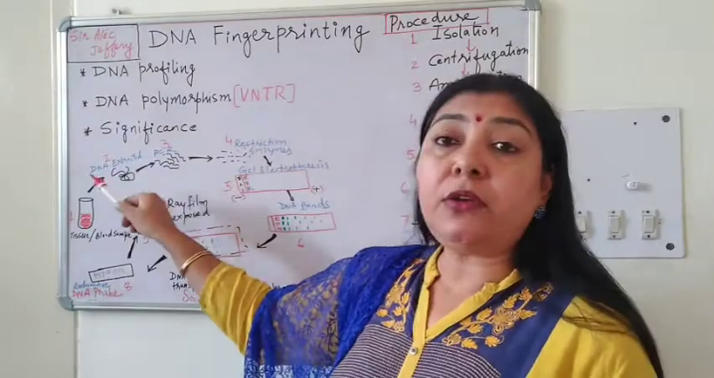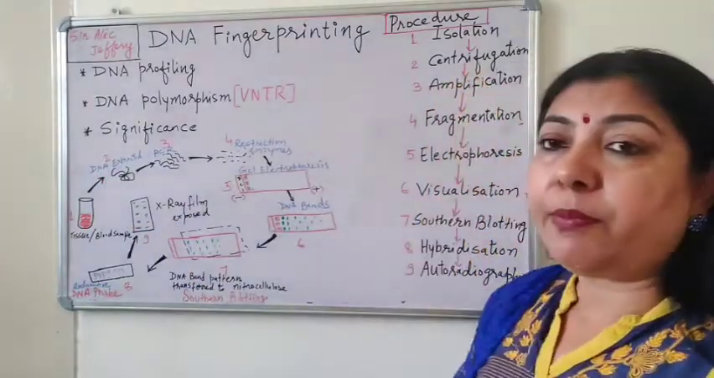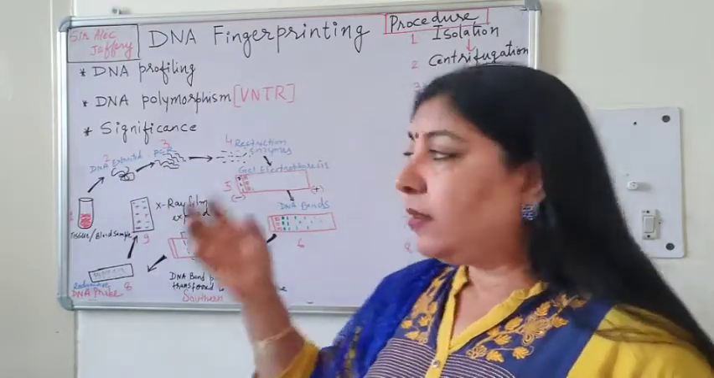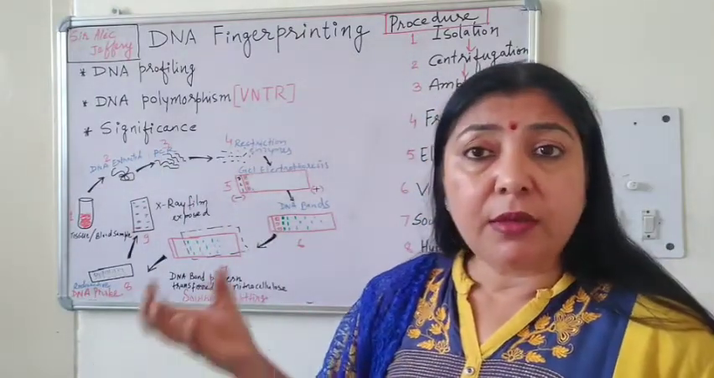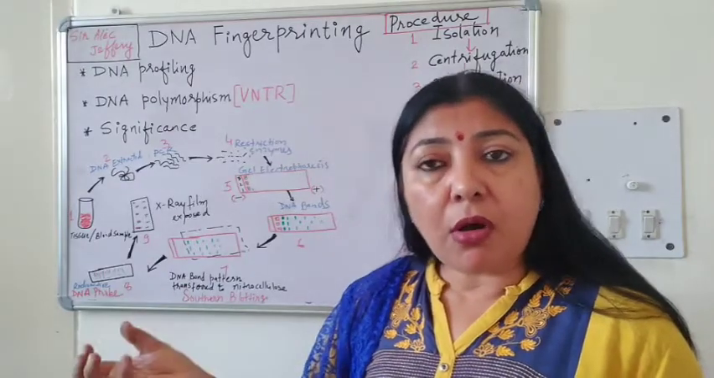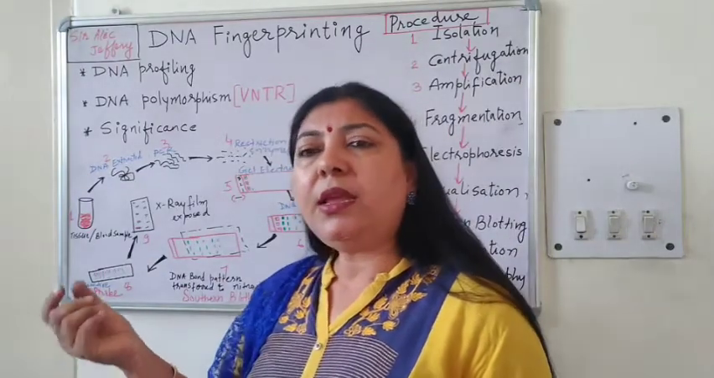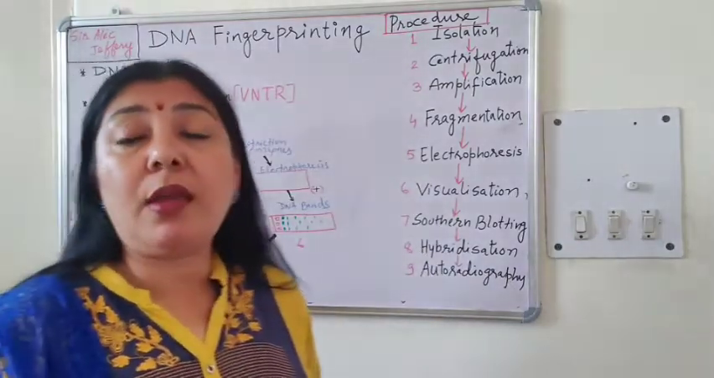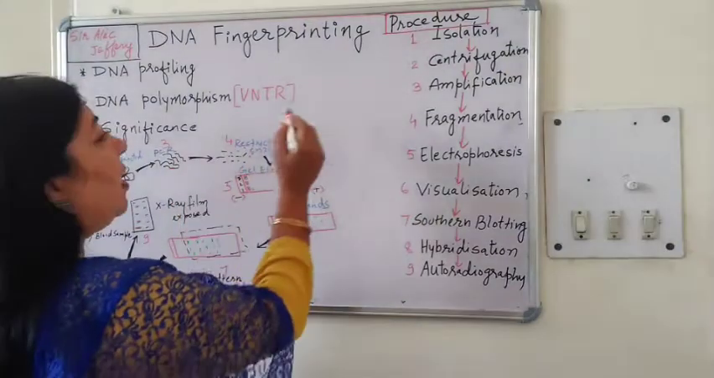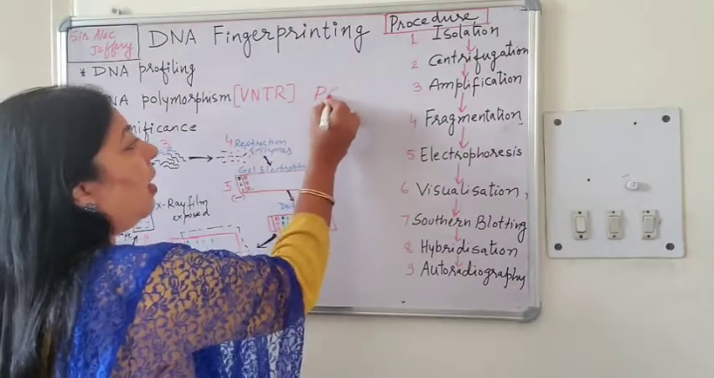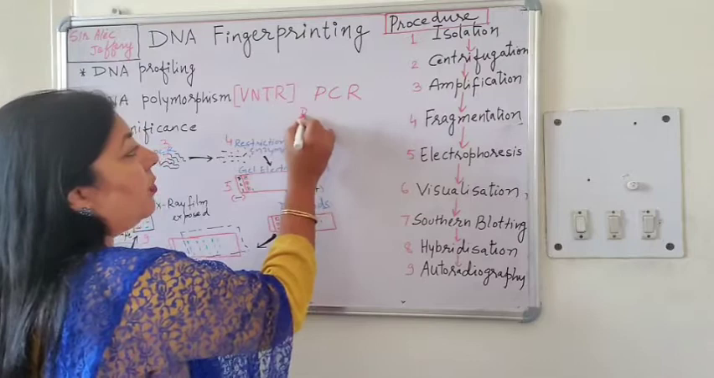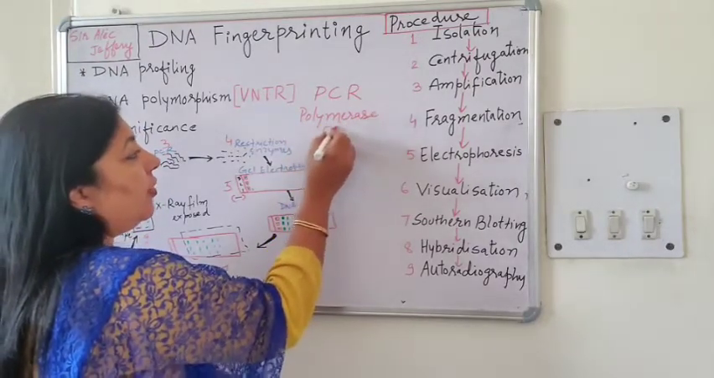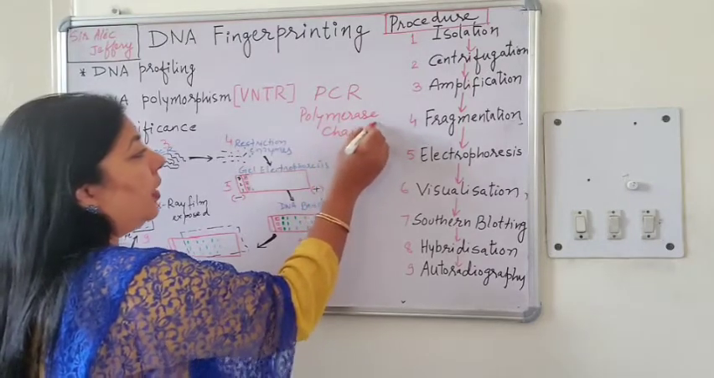Then it is subjected to centrifugation, second step, and the DNA is extracted. This DNA which is extracted from the crime scene or from the suspected person is very small in quantity. So it is first subjected to amplification with the help of the PCR technique, that is polymerase chain reaction. This polymerase chain reaction we will study later on in detail.